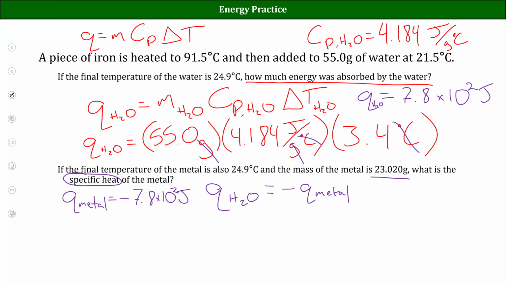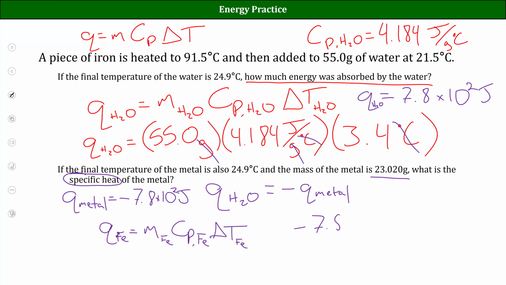If we want to find the specific heat of the metal, we now have 3 of the 4 pieces for that Q equation, right? So we can say Q for the iron is equal to the mass of iron, Cp of iron, delta T of iron. And once again, we know all of those pieces except for Cp. So that's what we're solving for in this case. It's not super tricky algebra. This step here was really the biggest leap, because then we can just plug everything in.